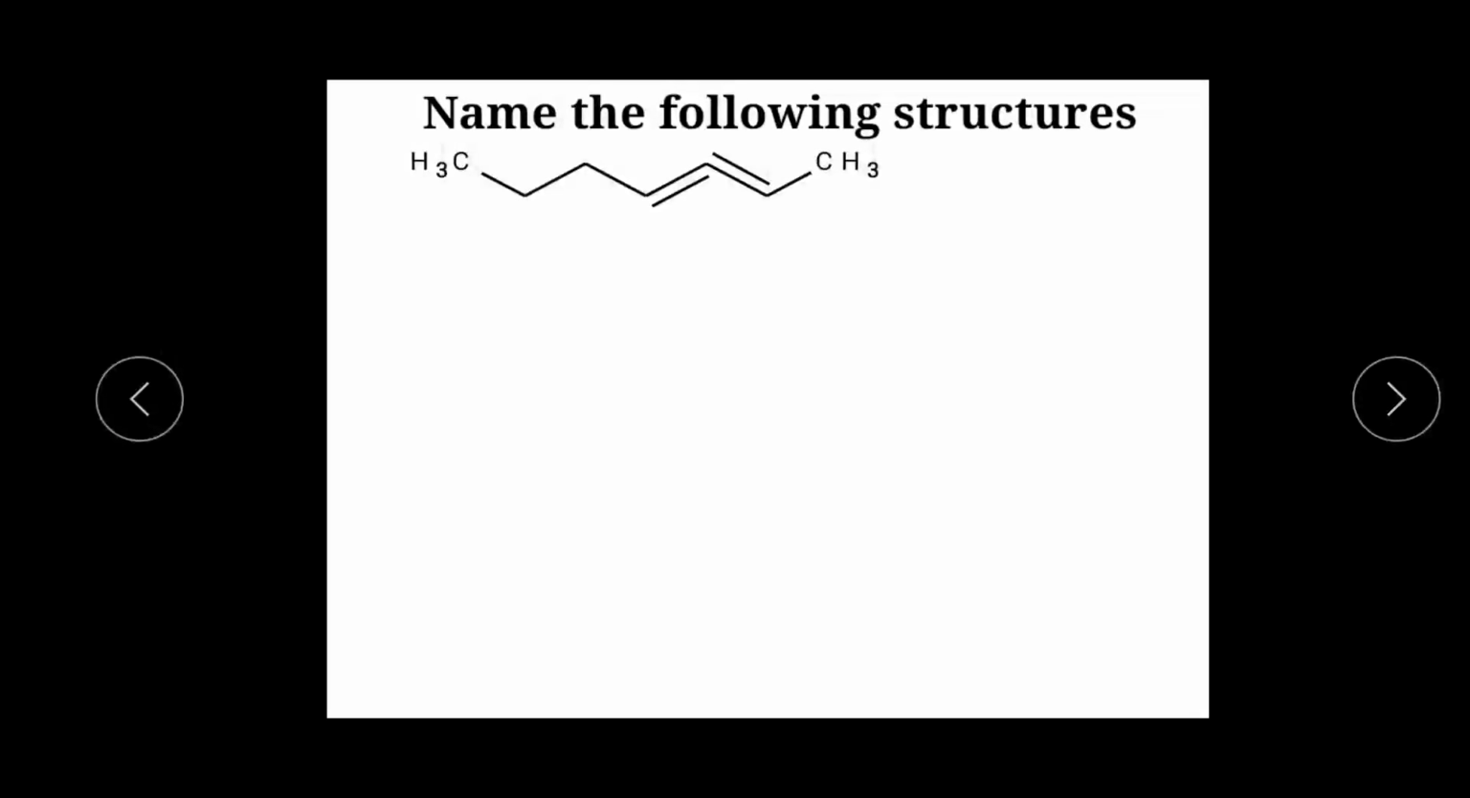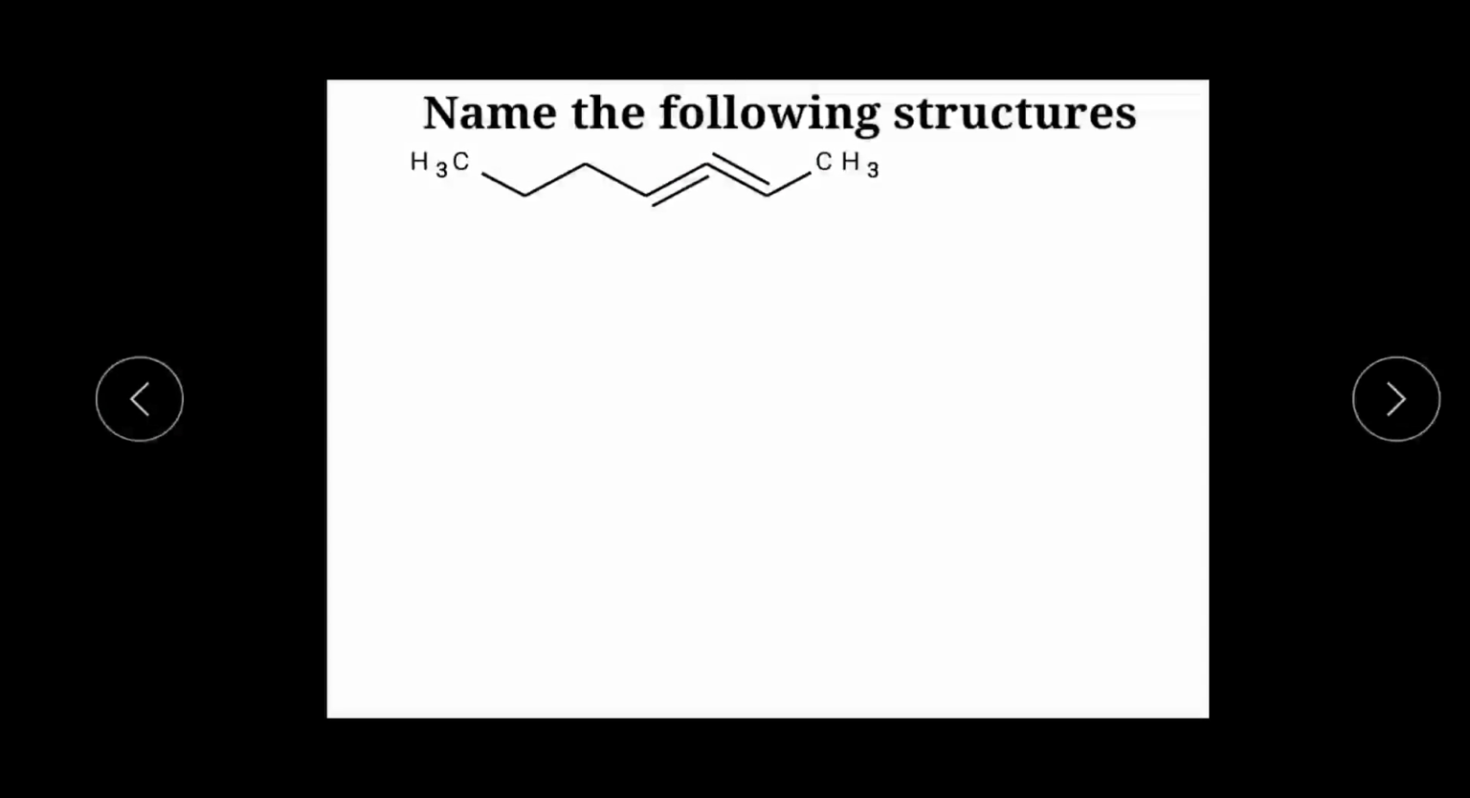Since there are 7 carbons, this is a hept. And the ending would be ene simply because this structure is an alkene. This is a heptene. Okay? And the double bond starts on the second carbon as well as the third carbon.